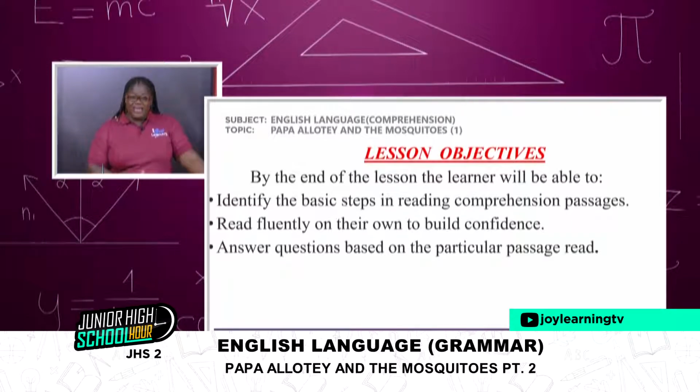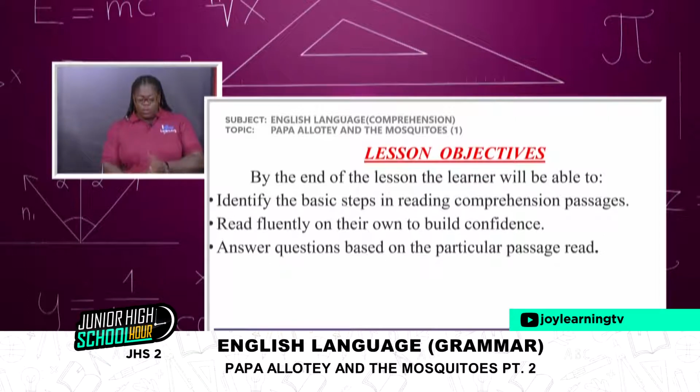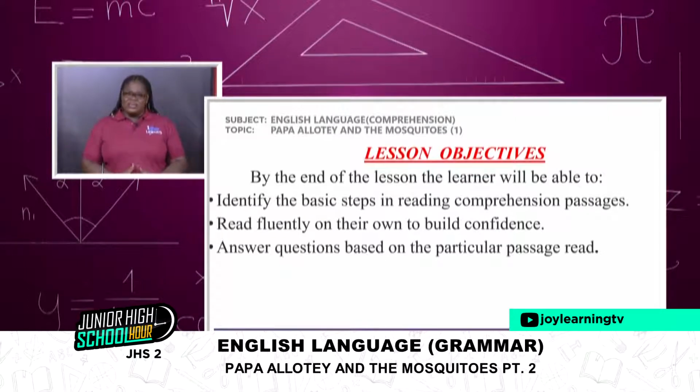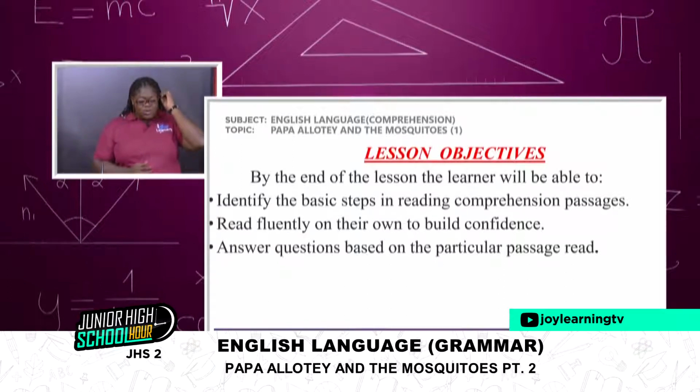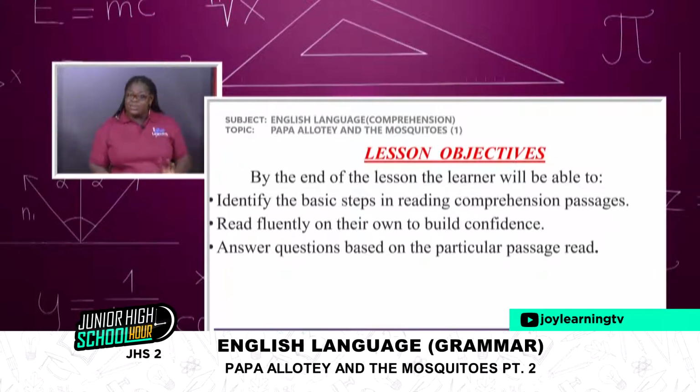Okay. So these are our lesson objectives. By the end of the lesson, the learner will be able to identify the basic steps in reading comprehension passages. Anytime we are reading or dealing with comprehension, I make sure I go through the reading steps with you, the basic steps. The second one, we should be able to read fluently on our own to build confidence. And the third one, we are to answer questions based on the particular passage being read. In this case, we are reading Papalo and the mosquitoes.